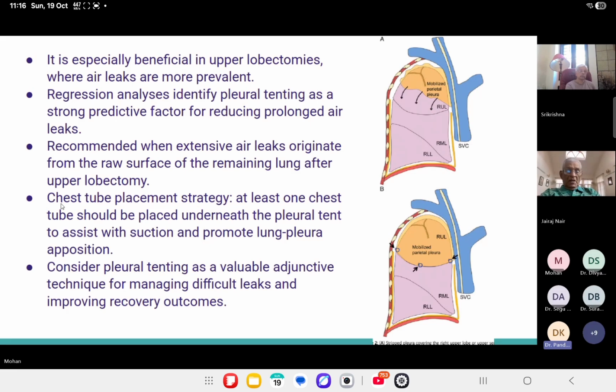Chest tube placement strategy: at least one chest tube should be placed underneath the pleural tent to assist with the suction and promote lung pleura apposition. Consider pleural tenting as a valuable adjunctive technique for managing difficult air leaks and improving recovery outcomes.